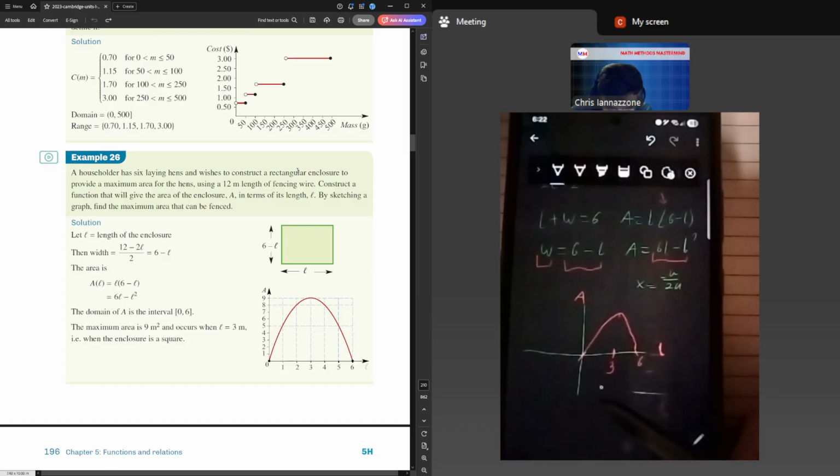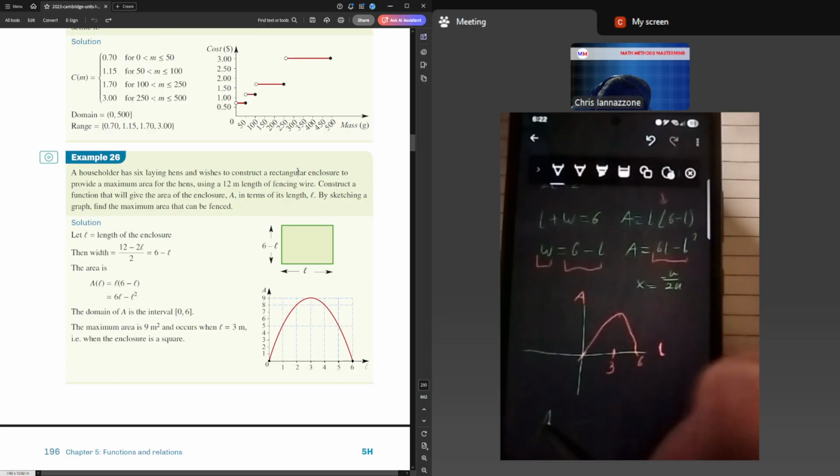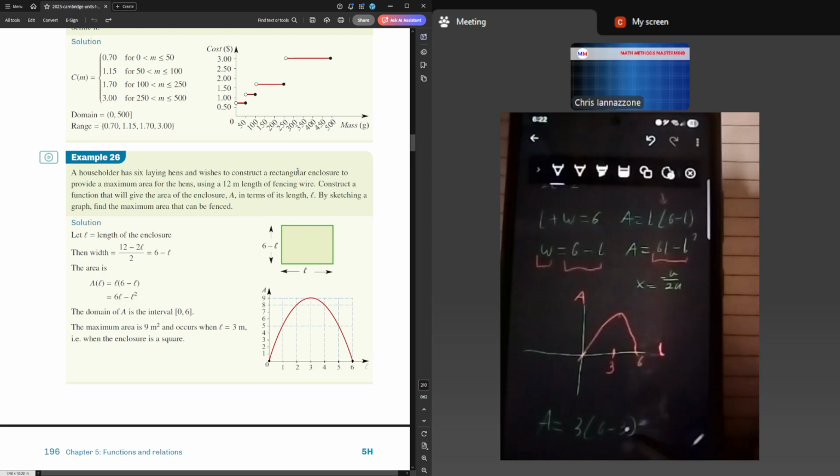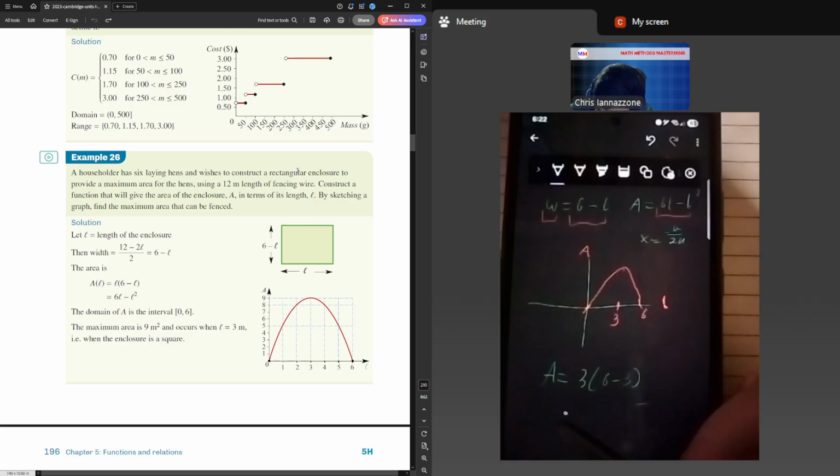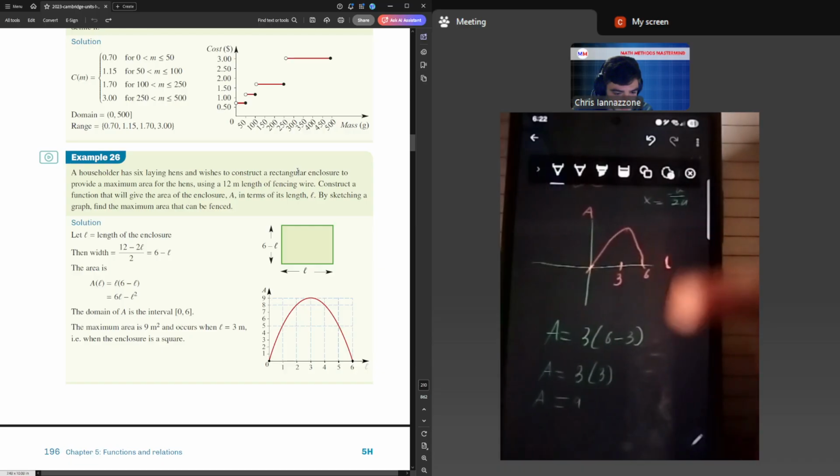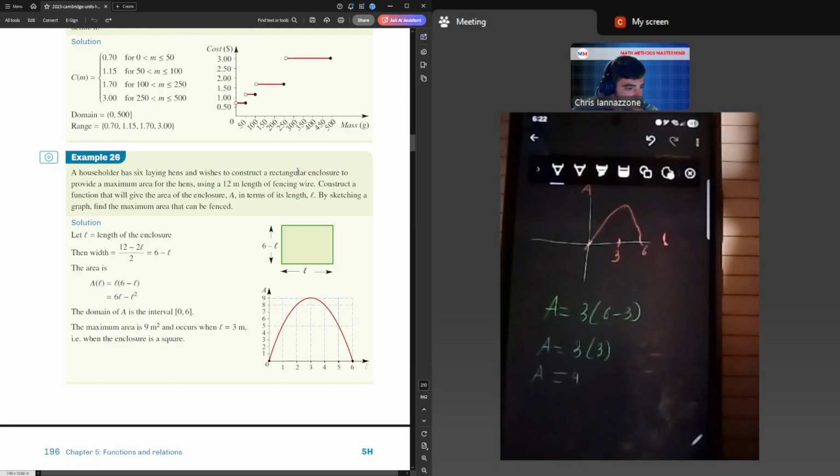So we're going to have, what did I say? I say A equals 3 bracket 6 minus 3. And then, well, we continue from there. A equals 3 times 3. A equals 9. So that's pretty good. That's going to give us our maximum area.